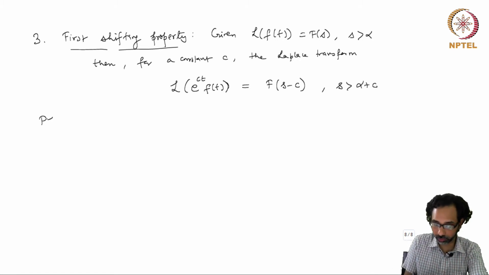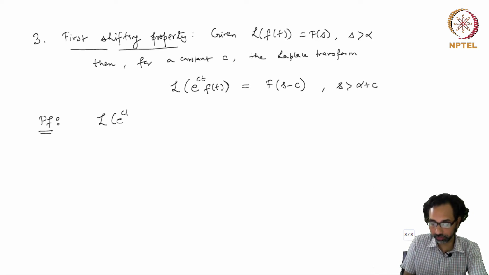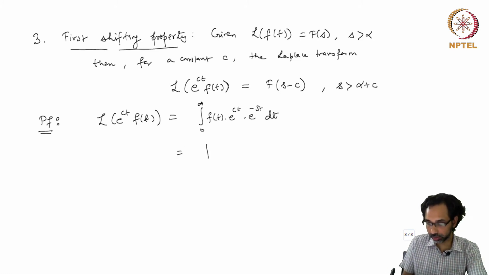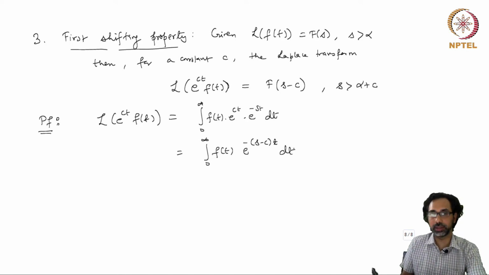So this is very easy to prove. We can simply write out the definition of the Laplace transform and it will follow from there. This is the integral from 0 to infinity of f(t) e^(ct) e^(-st) dt, and this is simply f(t) e^(-(s minus c)t) dt, and this is nothing but the Laplace transform of the function f evaluated at the point s minus c.